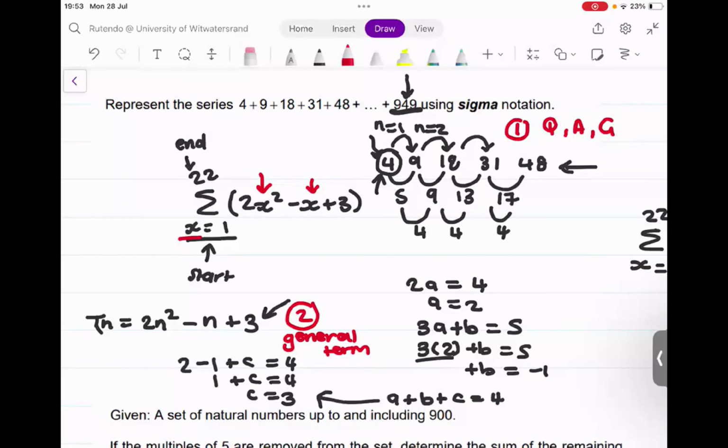And then you fill in your sigma notation. You know that you always start at 1. When you are writing the sigma, you're always going to start at 1. And then you find, what is the last term that you have here? What is n for that term? Here we found it to be 22, and that will be the top.